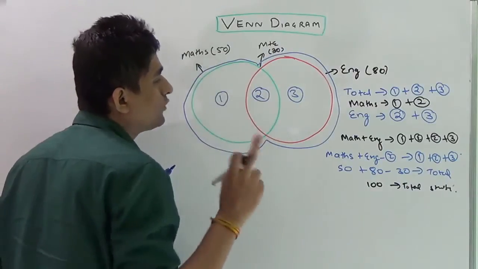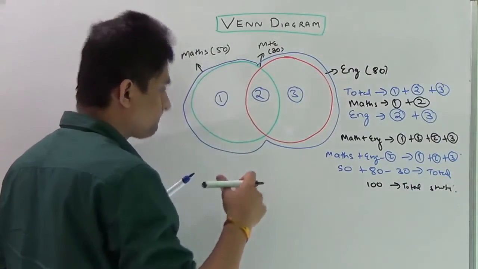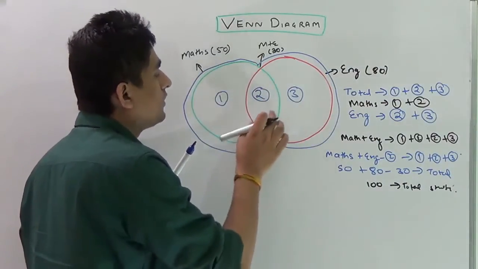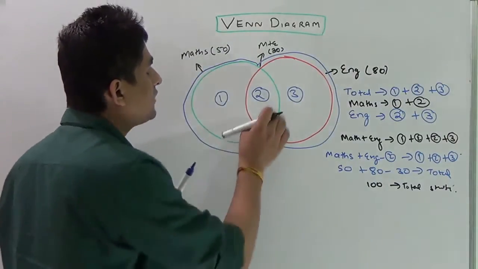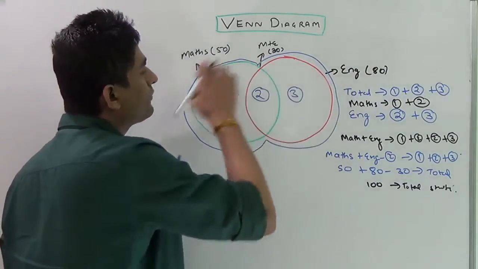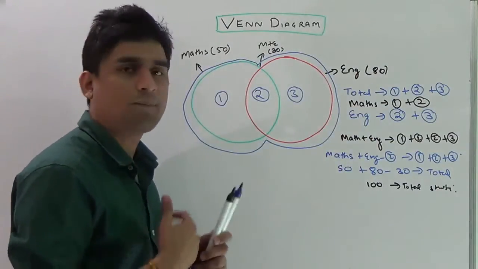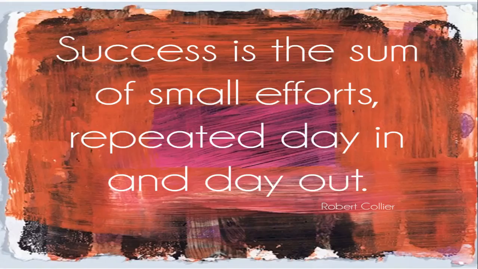So I have to remove the value of this region from this addition of these 2 regions, because this region will come twice. So I think with a simple visualization you can get the value of this easily. Okay, now I'll discuss simple questions on Venn diagram that will make your concepts more clear.